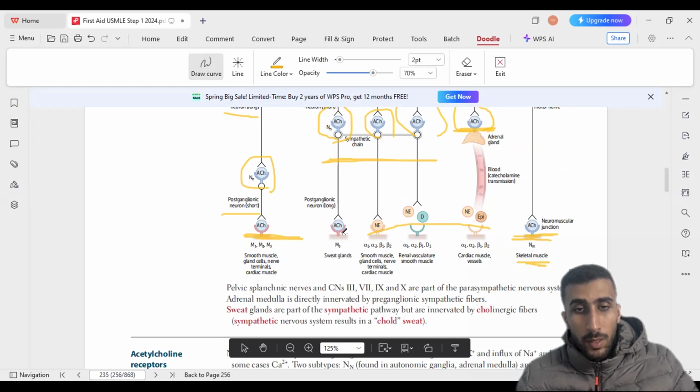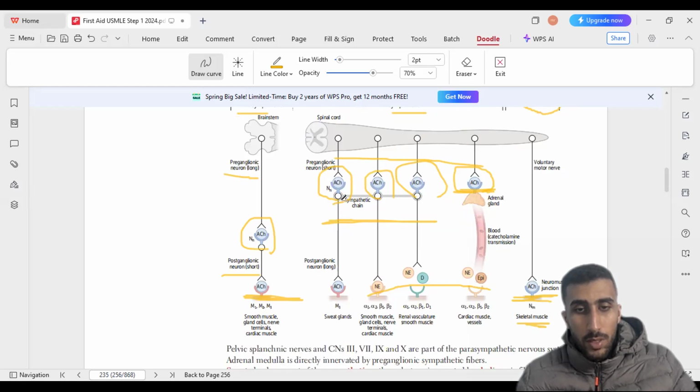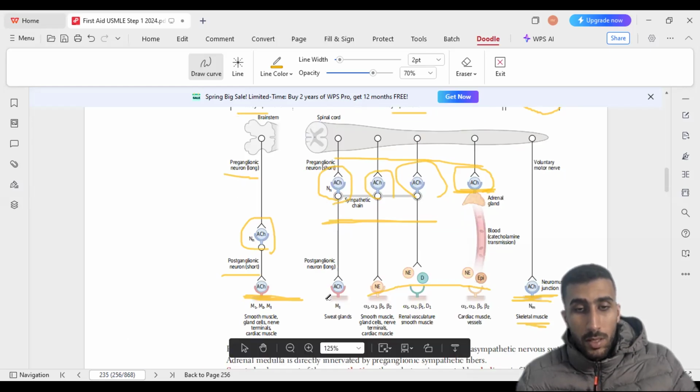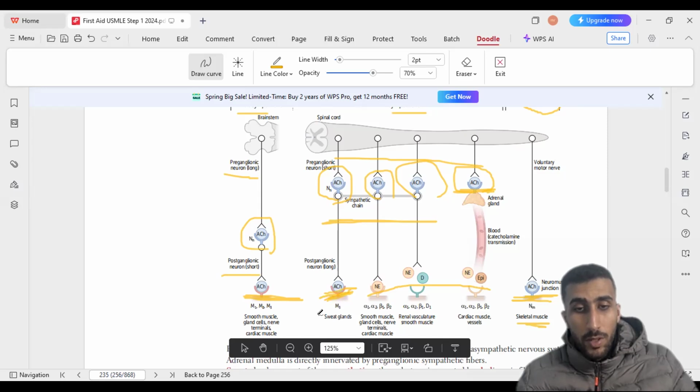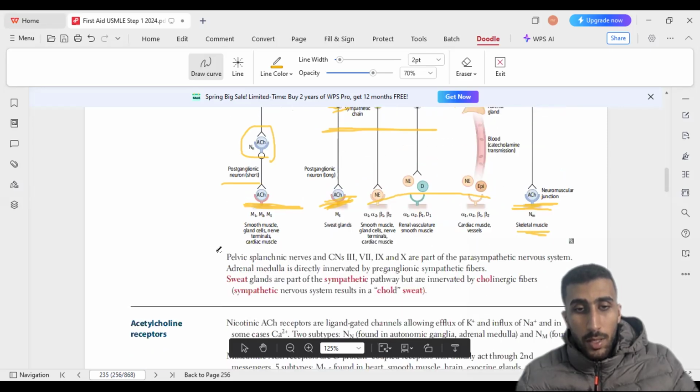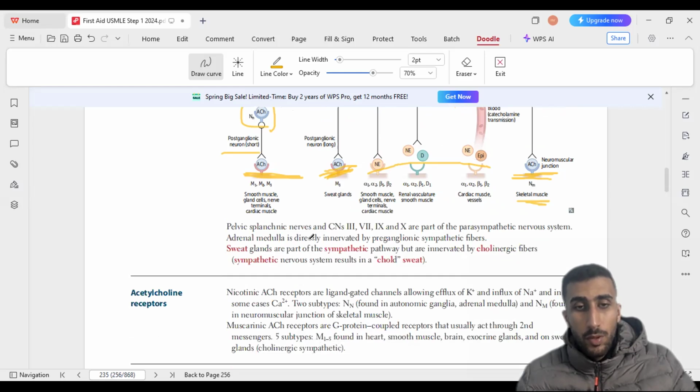This NM receptor is at the neuromuscular junction. There's norepinephrine, except for one exception: acetylcholine being used in sweat glands. This is sympathetic supply, and it controls the sweat glands, and you have to be very careful that acetylcholine is the chemical mediator here, very unique. It is a sympathetic supply for the sweat gland, and it uses acetylcholine.